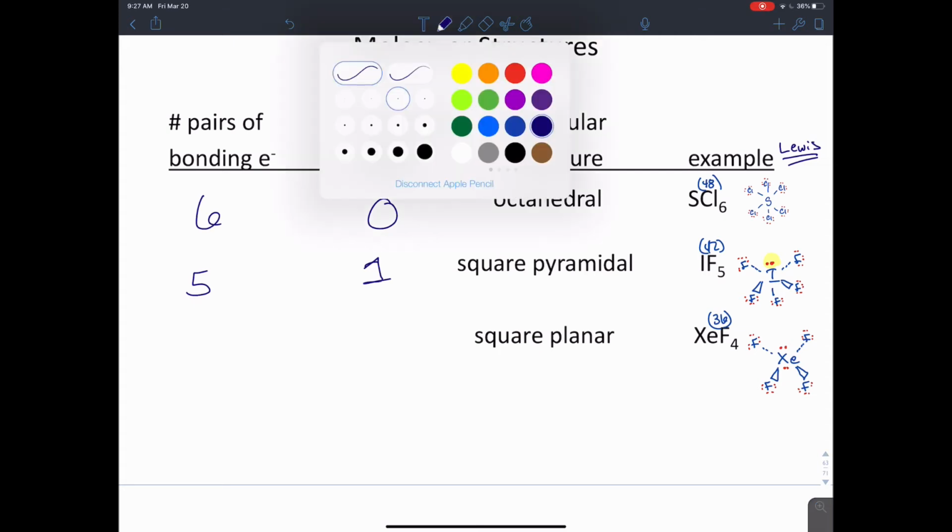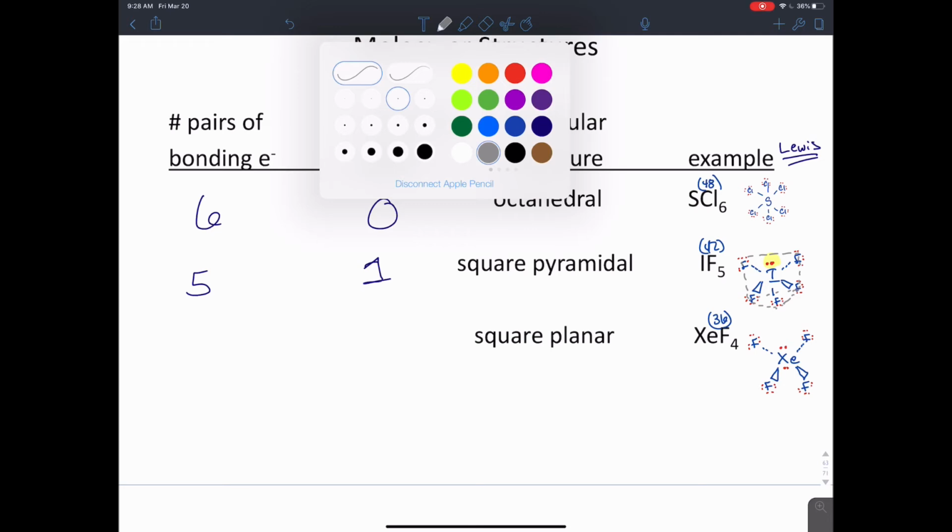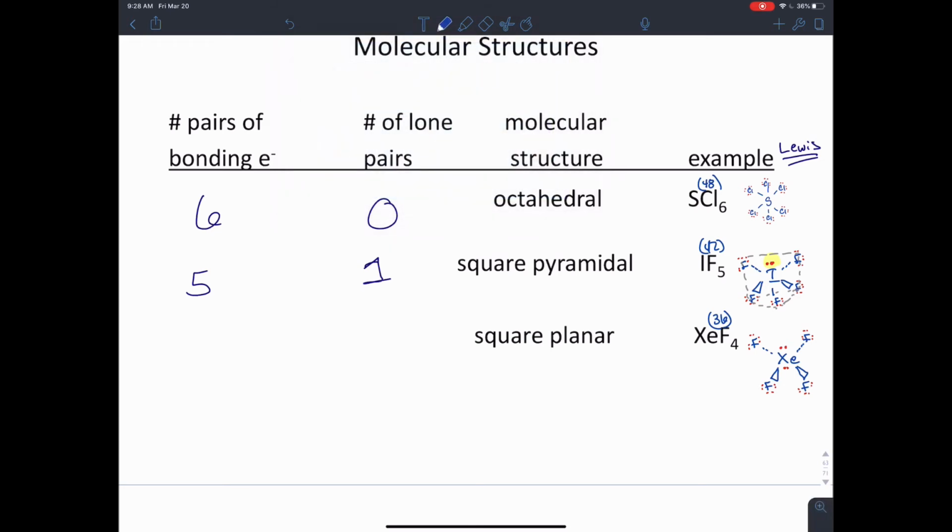This one's actually kind of beautiful to me. Take a look at that square pyramidal. When I draw it really nicely, I can see a square plane and then the pyramid at the bottom. So it's kind of fun when you draw it nicely and then the VSEPR structure just jumps out at you. How about the next one?